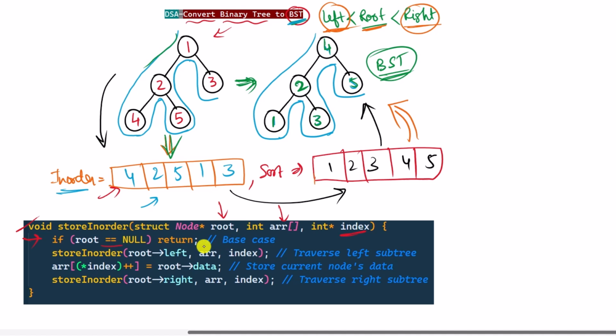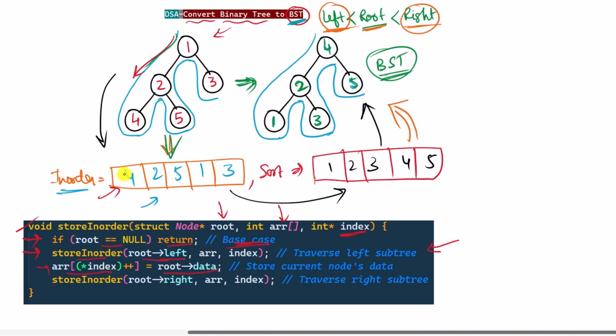So if the tree is empty, then we're gonna return. So this is the base case. Now here we are performing the in-order traversal. First of all we're gonna recursively call with the left child. That means we are traversing the left subtree, and then we're gonna extract the data of the root node and we're gonna put that into our array.